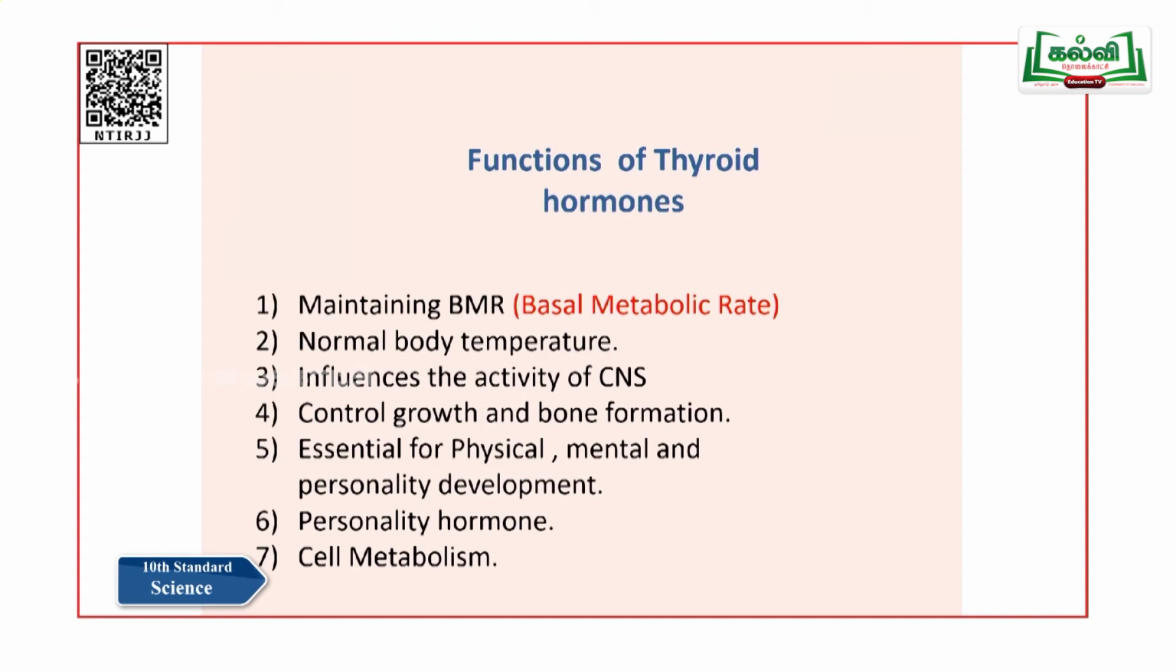Second is normal body temperature. Third is influencing the activity of the central nervous system. Fourth is controlling growth and bone formation. Fifth is being essential for physical, mental and personality development. Sixth is the personality hormone. And seventh is cell metabolism. Children, you see all seven functions of the thyroid. What you understand from this is that all the metabolic actions are controlled by the thyroid, so it is called the personality hormone.